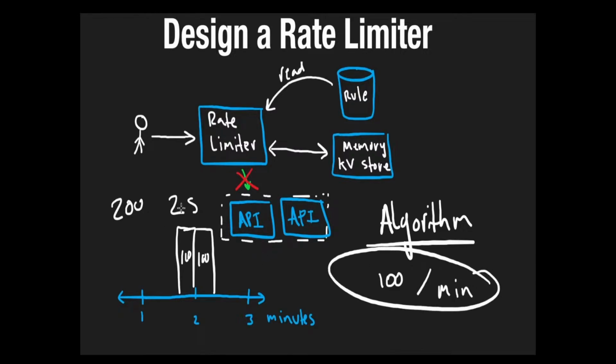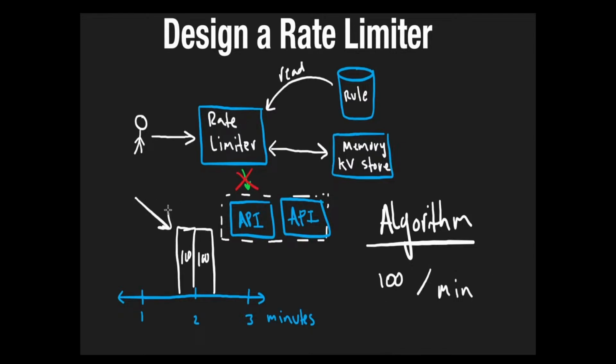Now, obviously this is a problem, but it may not be a huge problem, because yeah, they sent 200 requests in 2 seconds, but now they have to wait maybe 59 more seconds until they can send another 100 requests. So maybe over a long period of time, our rate limiter will be pretty accurate, but maybe we don't want these types of spikes in the first place.